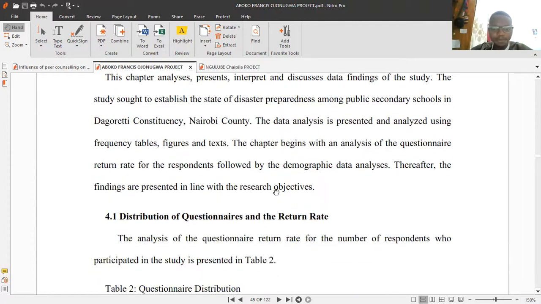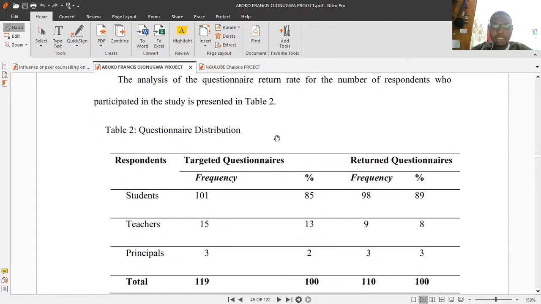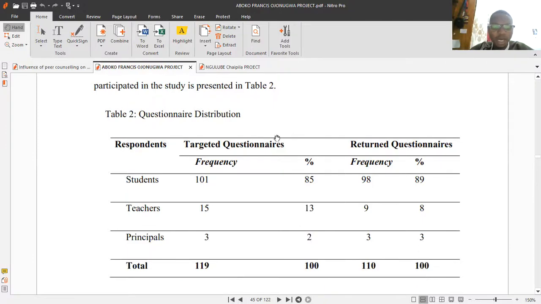So let's go down. The first thing that comes here is the distribution of questionnaires and return rate. For example, how many questionnaires have you given out? From chapter 3 you have planned the number of questionnaires you are supposed to use. When you come from the field, were those questionnaires really given and have all the questionnaires come back as you expected? So this is the table where you are supposed to summarize.